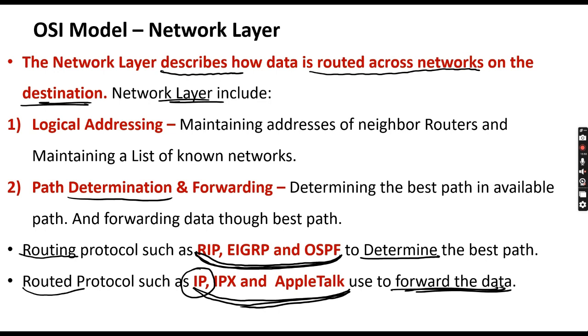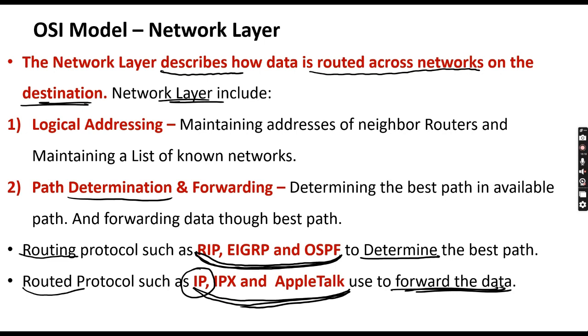So make sure at the network layer there are two major kinds of protocols we have. One is routing protocols, another is routed protocols, where routing protocols are used to determine the best path, and routed protocols are used to forward your data over the best path.